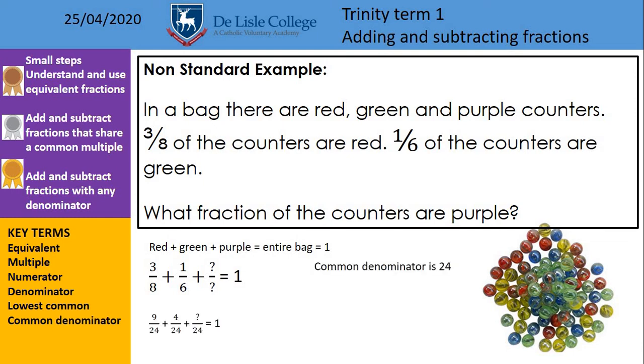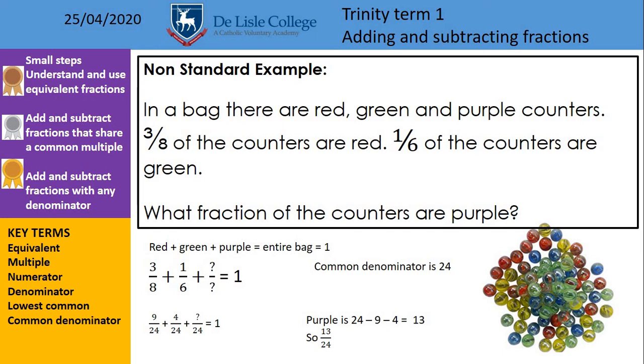So let's then convert those and get equivalent fractions. We have 9/24 plus 4/24, plus then we must know the purple is also out of 24. And that altogether equals 1. 9/24 plus 4/24 is 13/24. So we know that then the remaining section must be purple, so 1 minus 13/24 would leave us there with 11/24.